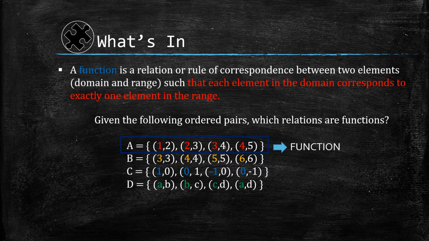Let's have this. Is this a function? That is still a function. Our domains are 3, 4, 5, and 6, each unique, with exactly one element in the range. The partner of 3 in the domain is only 3. The partner of 4 is only 4. The partner of 5 is only 5, and of 6 is only 6. Okay, here comes the next example.